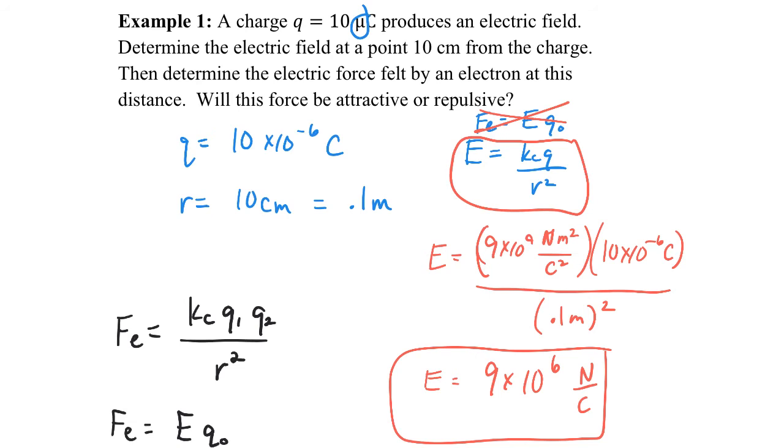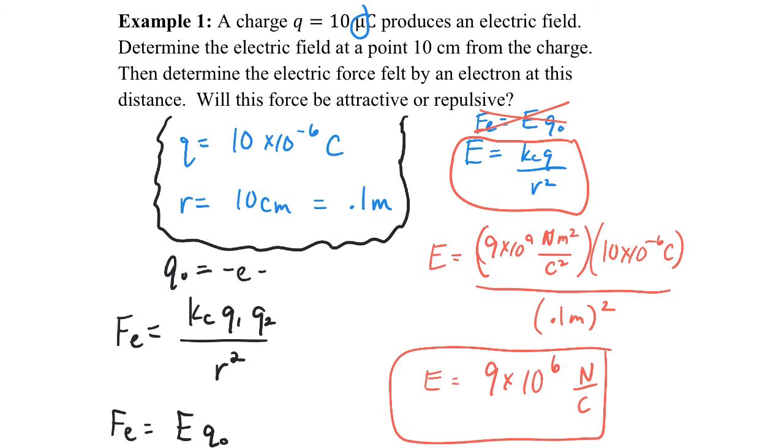Do you remember it? Negative 1.6 times 10 to the negative 19. Very good. So again, this was the given in this problem to start for the electric field, but the test charge that's brought nearby is really just an electron, which is really negative 1.6 times 10 to the negative 19 coulombs. So this is the charge I'm going to use for Q0 right here.